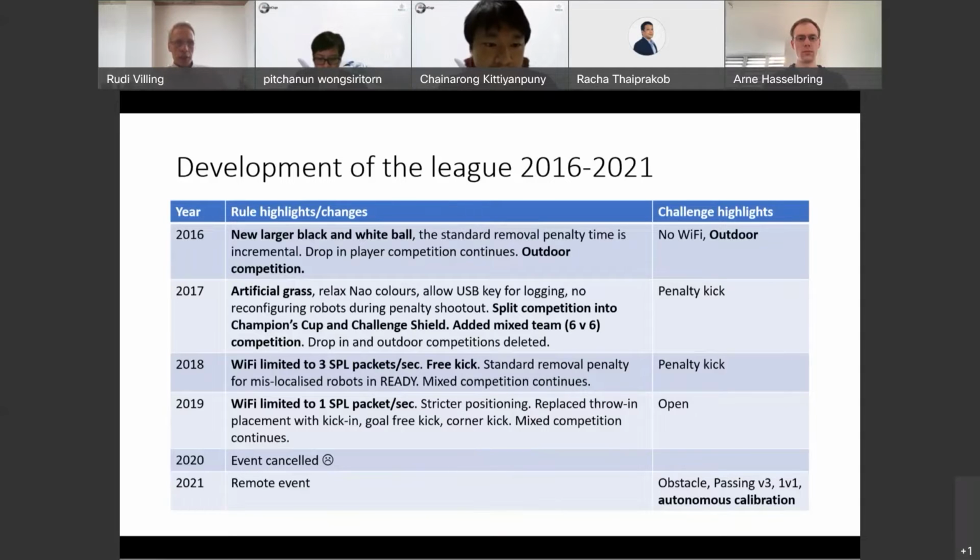In 2017, the artificial grass became standard in the main competition, and the competition was split for the first time into the Champions Cup and Challenge Shield. The purpose of this was to allow the Challenge Shield teams, which are the less well-performing teams, to have a competition in which they wouldn't necessarily be beaten in every game, and they have a chance to make progress with teams of a similar standard, while in the Champions Cup, they also have a chance to play with teams of similar standard, and so the games become more competitive for everyone.